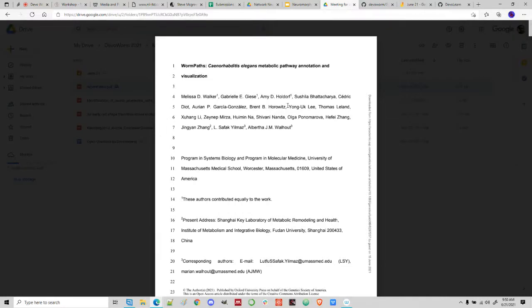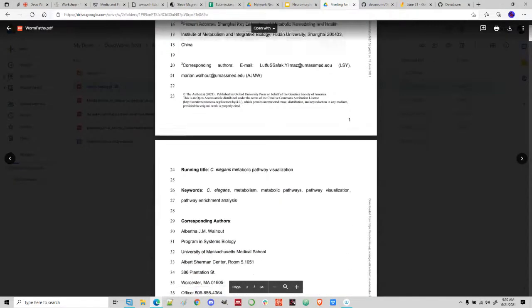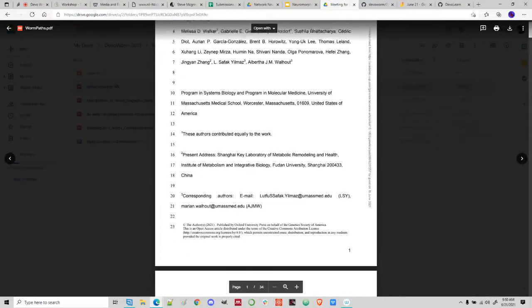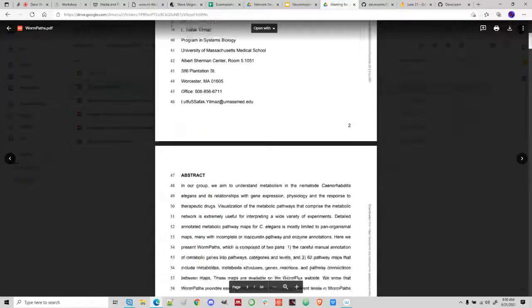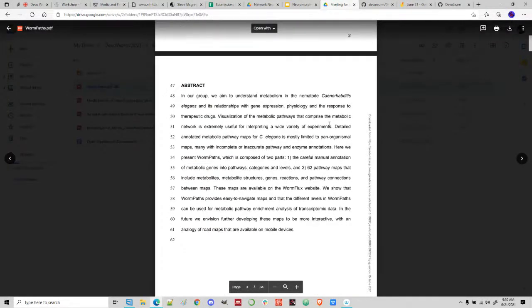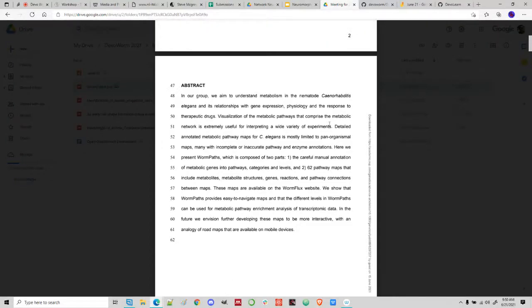I don't know any of these authors. I'm not familiar with them, but this is something from a systems biology perspective. So this is metabolic pathway visualization. It's going to be a little bit intense, I think, for a lot of people, but that's okay. We need to understand metabolic pathways. In our group, we aim to understand metabolism in the nematode C. elegans and its relationships with gene expression, physiology, and the response to therapeutic drugs.